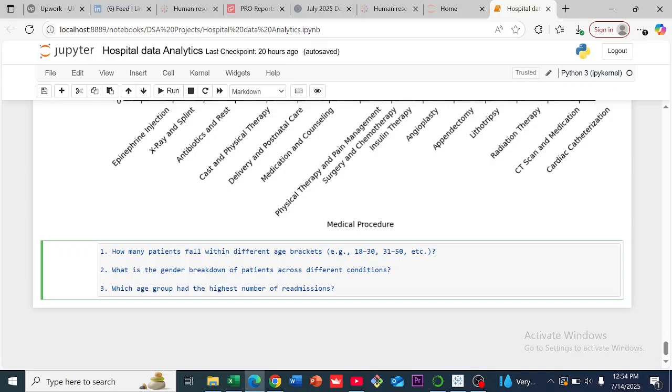Another question I want you to answer is, what is the gender breakdown of patients across the different conditions? So I have answered questions just like this. You can use the dot group by method to answer this. Which age group had the highest number of readmissions? So I just want you to answer these 3 questions. So this brings me to the end of this video.